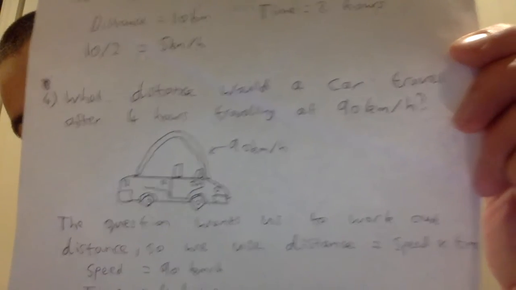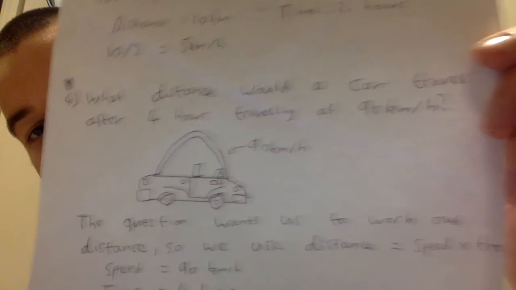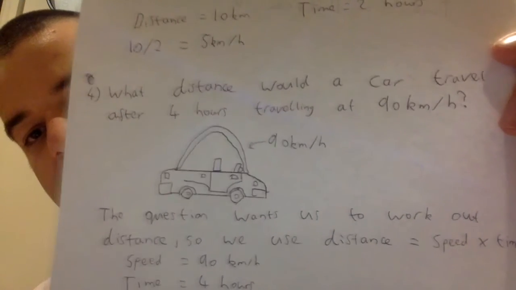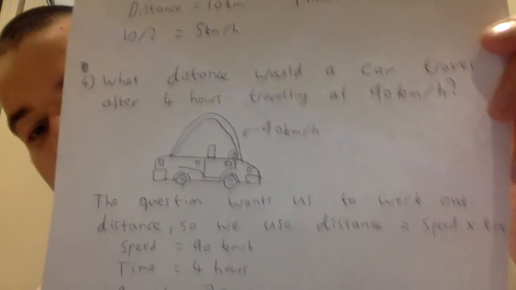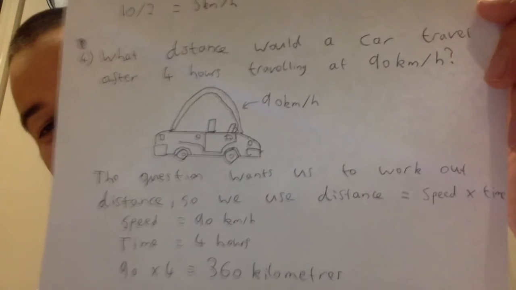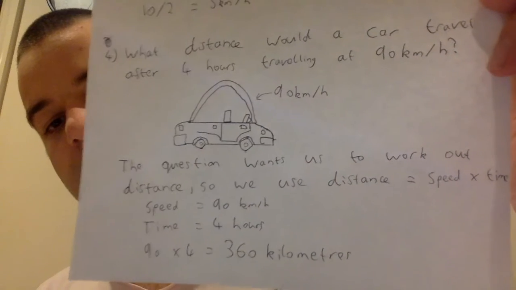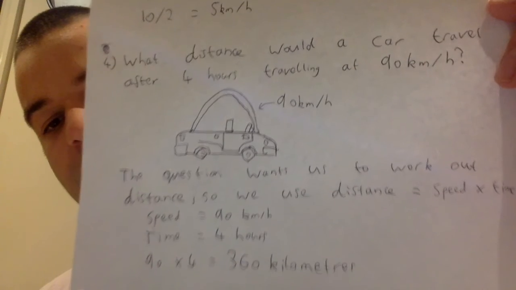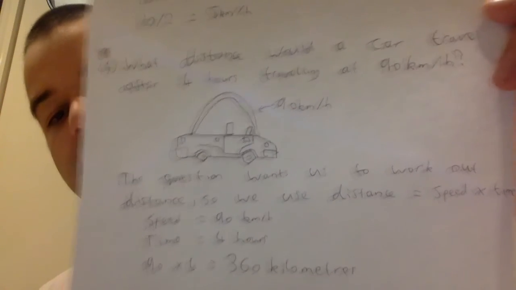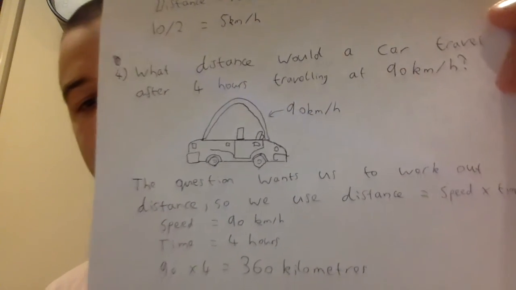So the next one is question 4, because this one is looking at distance rather than speed. So it's saying, what distance would a car travelling at 90 kilometers per hour go in 4 hours? I tried to draw a car there. It is not a very good car, but oh well. So this is asking us to work out distance. So we want to use distance equals speed times time. And as a reminder, speed is 90 kilometers per hour. The time is 4 hours, so we just do 90 times 4, giving us 360 kilometers.